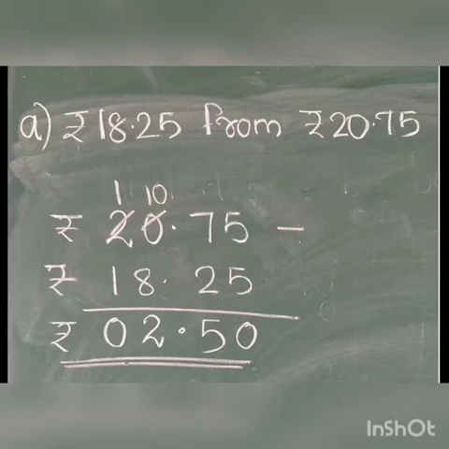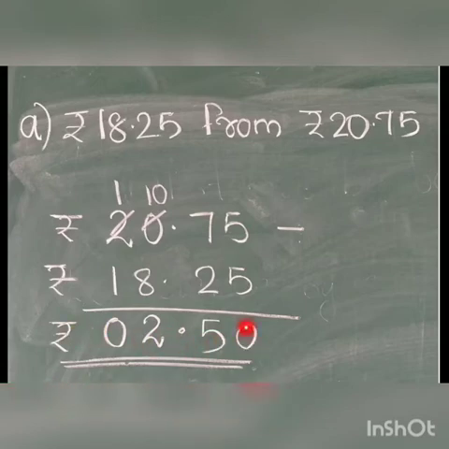Now from where will we start? We'll start from here. 5 minus 5, 0. 7 minus 2, 5. Here 0, here 8. We cannot subtract it, isn't it? 8 is greater than 0. So we cannot subtract. So borrowing from the next digit, that is 2. So 2 becomes 1 and this 0 becomes 10. Now 10 minus 8 is 2. 1 minus 1, 0. So what answer are you getting? 2.50.